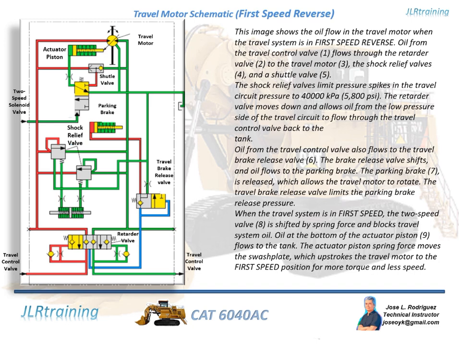When the travel system is in first speed, the 2-speed valve, 8, is shifted by spring force and blocks travel system oil. Oil at the bottom of the actuator piston, 9, flows to the tank. The actuator piston spring force moves the swash plate, which upstrokes the travel motor to the first speed position for more torque and less speed.